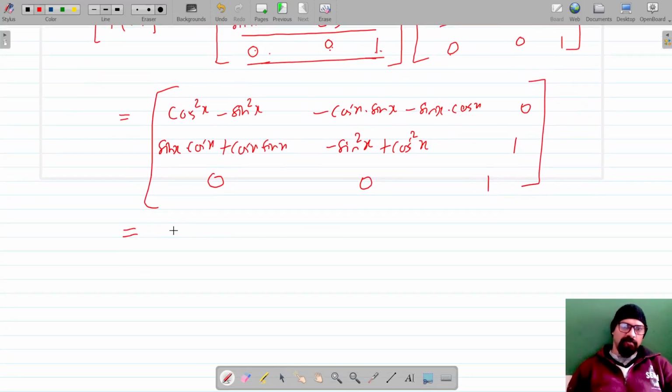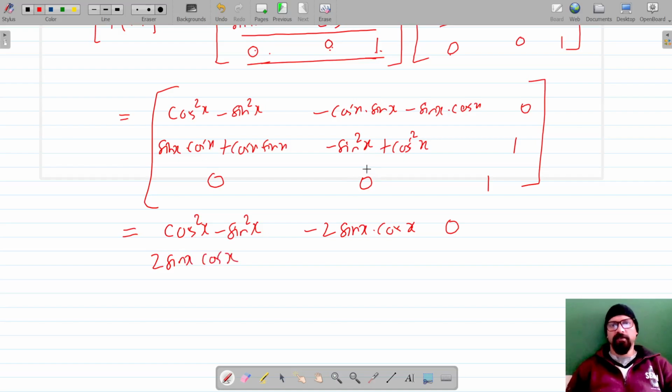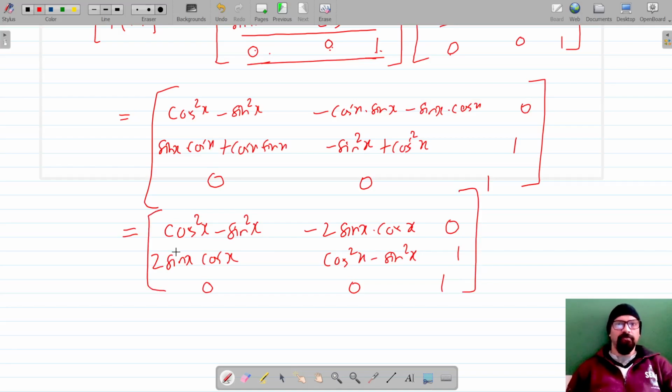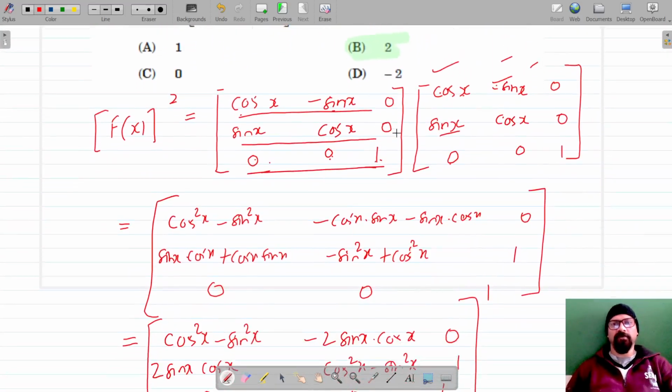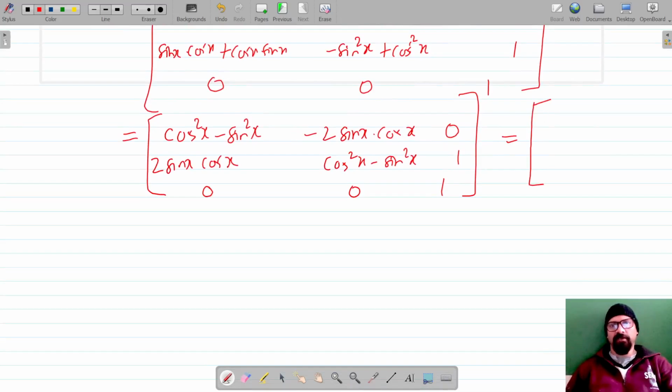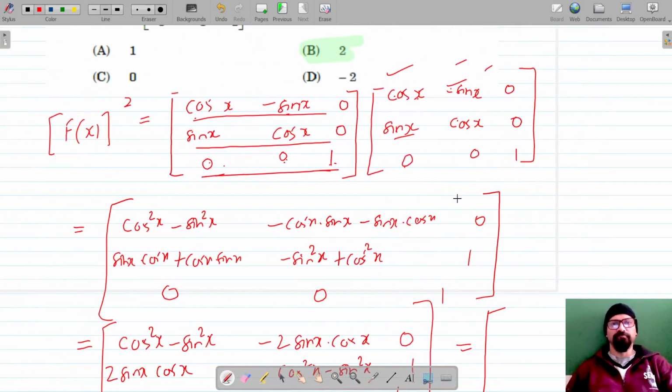So this is f of x the whole square, and let me write it as cos square x minus sin square x, minus 2 times sin x into cos x, 0, the third element, and this is 2 times sin x into cos x, cos square x minus sin square x, 0, and 0, 0, 1. Okay, this is f of x the whole square, and it has to be equated with f of kx. So let's find out f of kx. f of kx is simply all the elements multiplied with k.